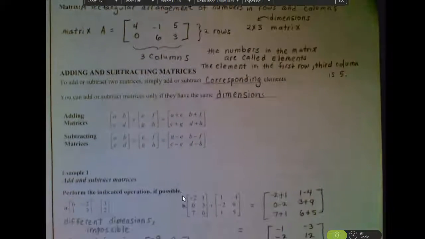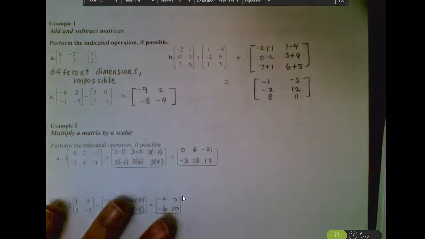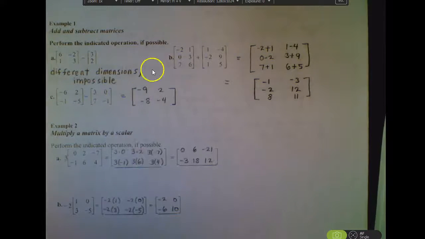So let's do a couple here with some real numbers in it. You'll notice that in the directions of example 1 here, it does say perform if possible. And so as I look at part A right here, this is a 2 by 2 and this is a 2 by 1 matrix. Because their dimensions are not the same, we just have to recognize that and say it's not possible to subtract.